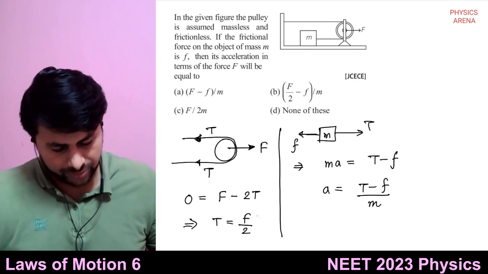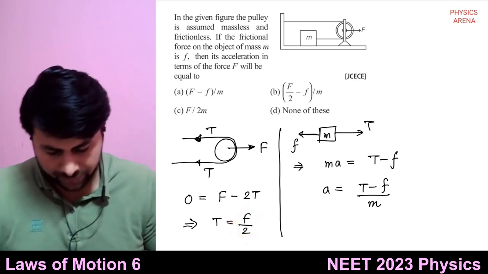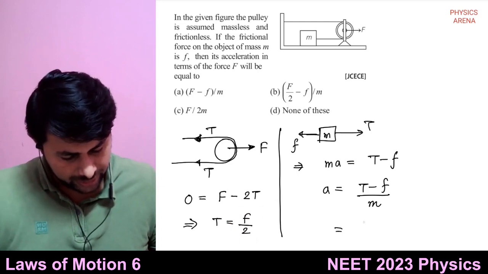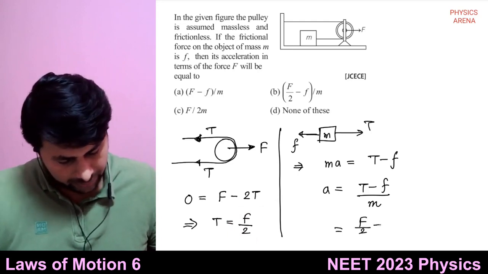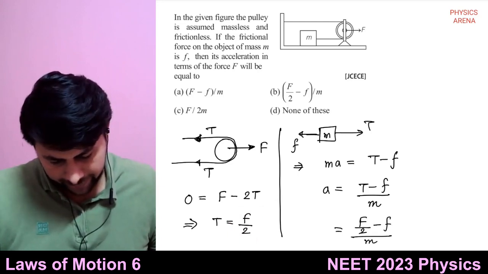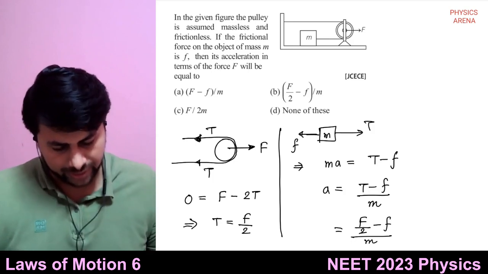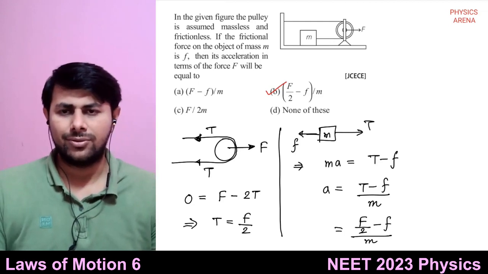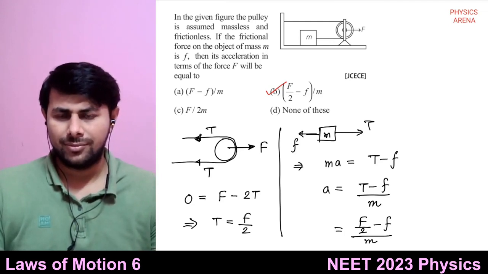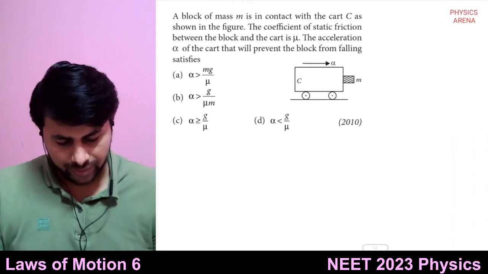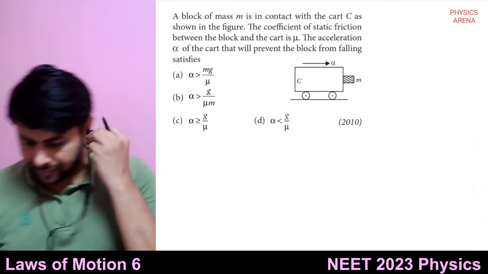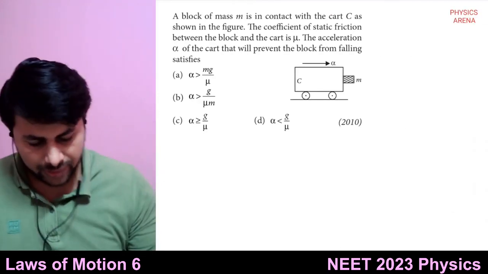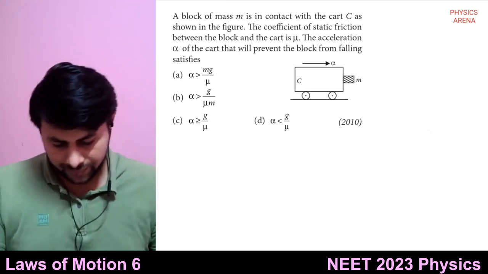And what is T? We have found it out, it's F by 2. So let's substitute that. It is (F by 2 minus f) divided by M. Is there such an option? Yes. Option B is the answer. Okay. This question is clear? All right. Let's move on to the next question.